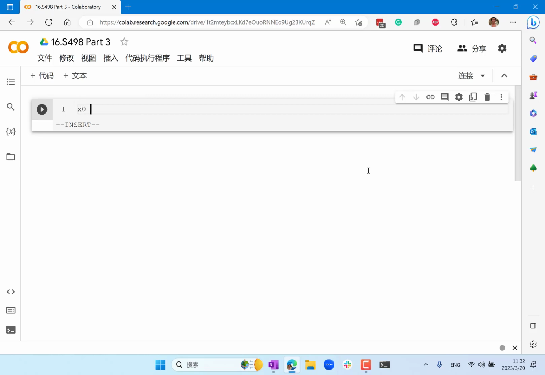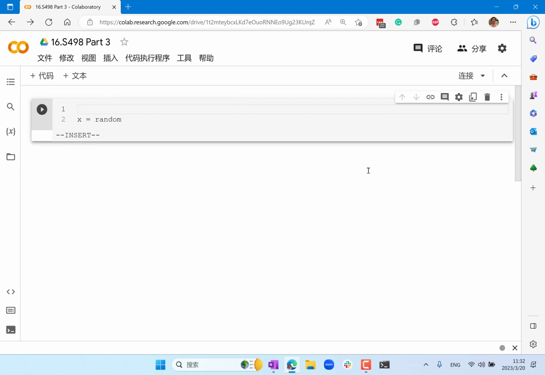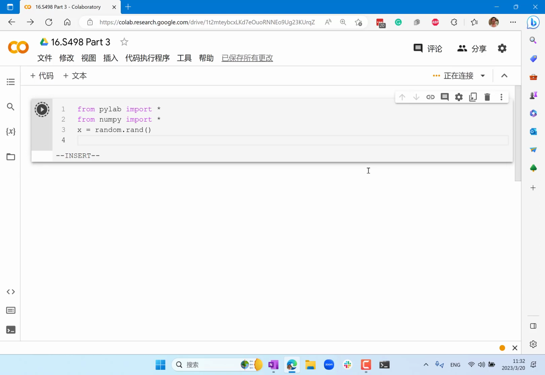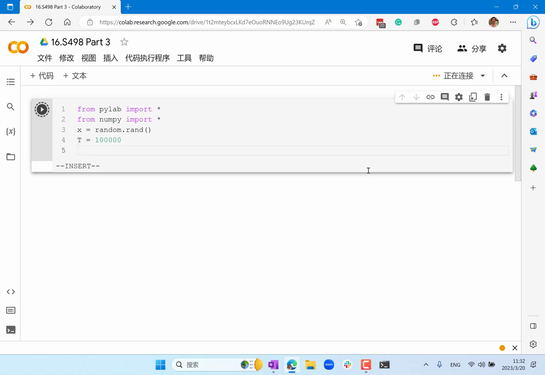So if we have an x0, let's see, x is equal to random dot random. So we'll just have a random number, and then for t, let's just take 100,000 steps.